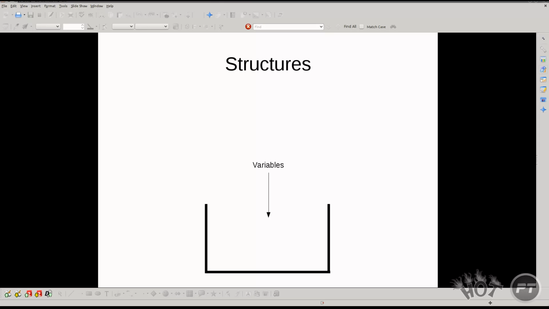And that allowed us to keep track of related information. For example, we kept track of the information of a person. Now, however, that's just for information. What if we expanded the structure's idea to allow functionality as well? And this is where we get the idea of a class, or object-oriented programming.